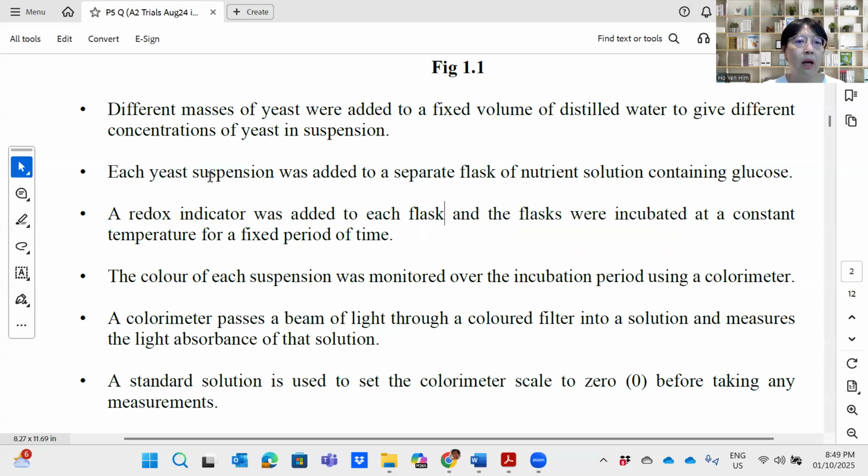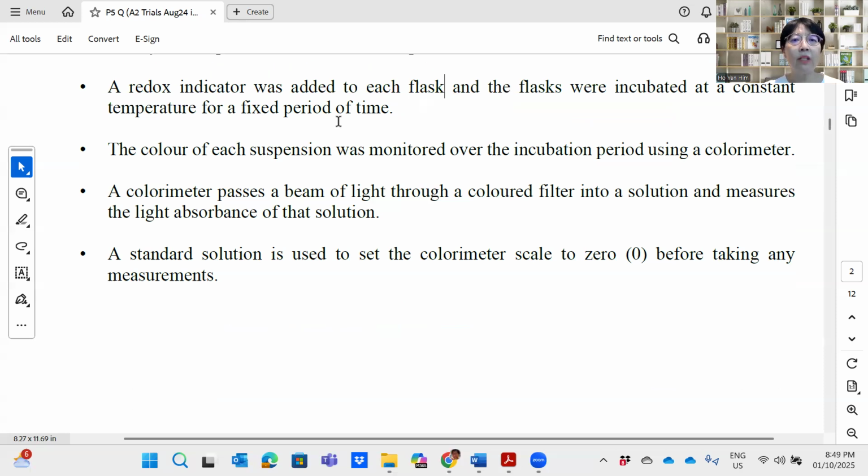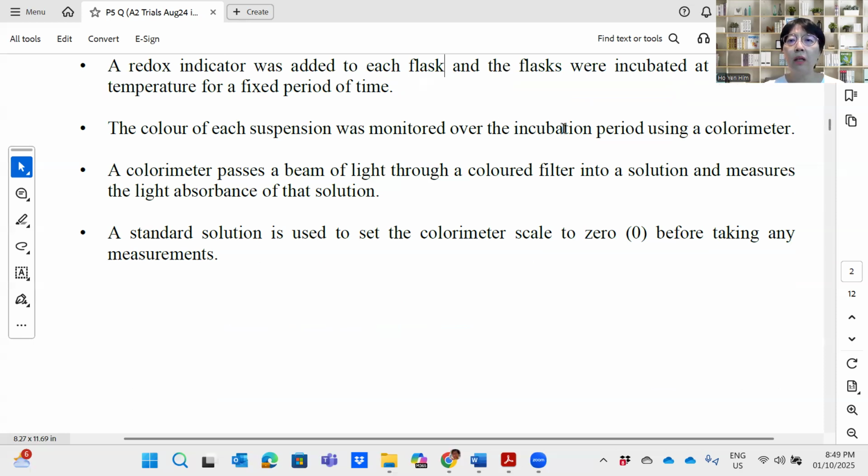So next, the color of each suspension was monitored over the incubation period. Incubation period means the entire period of time, for example, 10 minutes. They didn't mention it, right? They said a fixed period of time. So we assume it's 10 minutes, okay? So we monitor over the incubation period. The keyword here is "over". Monitor over the incubation period using a colorimeter.